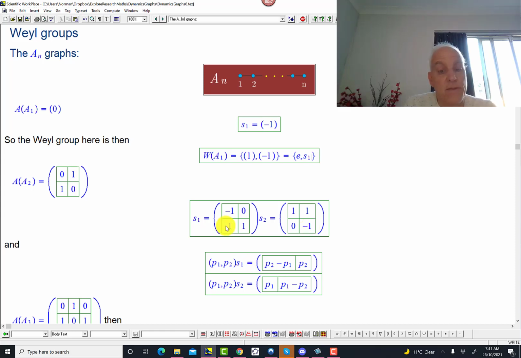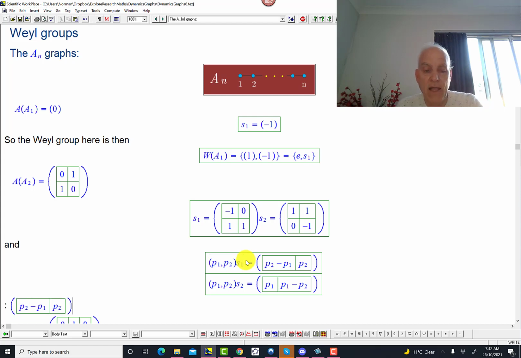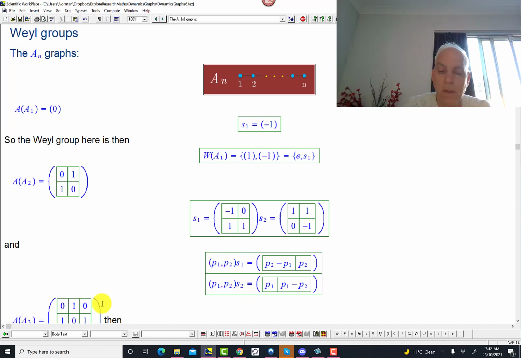And so we can check that these matrices really do capture the mutations that we're interested in, by applying them to a population vector that encodes the population at the two vertices, say P1, P2. So if I define these two matrices, S1 like this and S2 like this, and then I evaluate this thing here, I get P2 minus P1, P2. So that is indeed the effect of mutation at the vertex 1 on this population. The P1 is replaced with minus P1, and then we have to add the neighbor. And similarly for this one here.